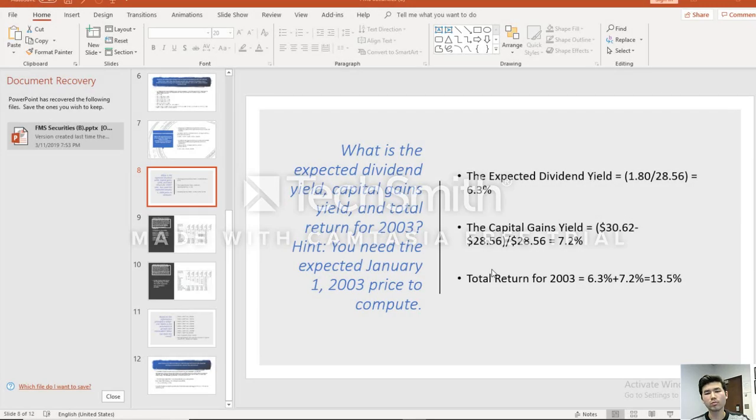So this question is asking, what is the expected dividend yield and the capital gains yield and the total return for 2003? The expected dividend yield is taking D1, which is $1.80, and dividing it by the stock price that was calculated in slide 6, which gives you 6.3%. Then we take the capital gains yield, which was calculated in slide 7, which is P1, $30.62, minus $28.56, and dividing it by the P0, which is $28.56, to get 7.2%. Therefore, you can get the total return by just adding the expected dividend yield and capital gains yield of 6.3% plus 7.2%, which gives you 13.5% as the total return as of 2003.